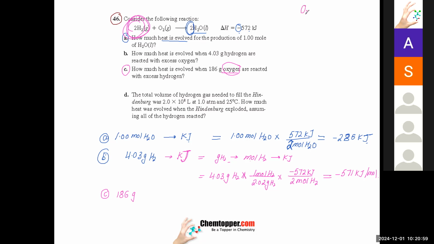We have diatomic gases. No one is going to tell you that these are diatomic. You have to memorize them. There are five of them. They will never write it like here, they have written hydrogen, but you took H2. Here they have written oxygen, so you're going to take O2, right? So it's 186 grams of O2. Convert that into moles of O2 and then into kilojoules. You're doing it?